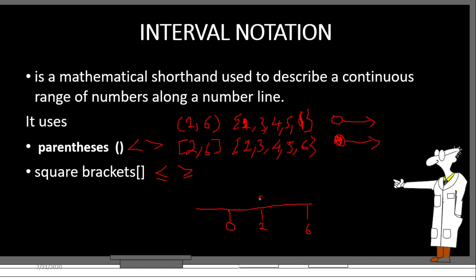So 2 is here, then 6 is here, and I draw the line like this. Should I shade here? No, I should not shade, because it uses an open circle. We should not shade because 2 and 6 are not included. What about [2,6]? Here 2 and 6 are included, so I can shade here. I've shaded 2 and 6. That is how we write. So here we use open and closed circles like that.